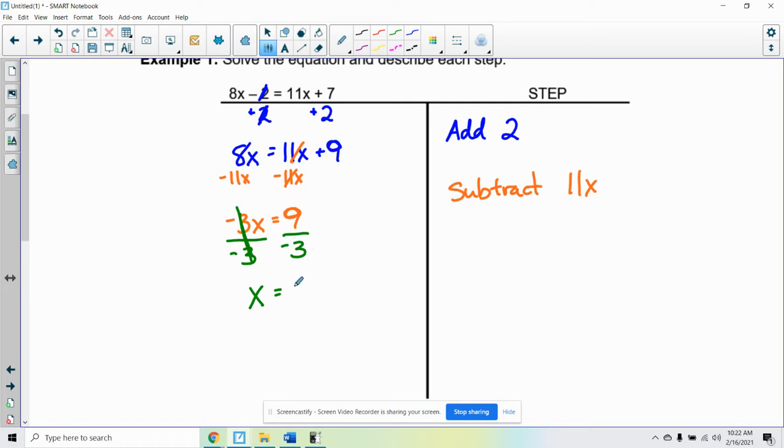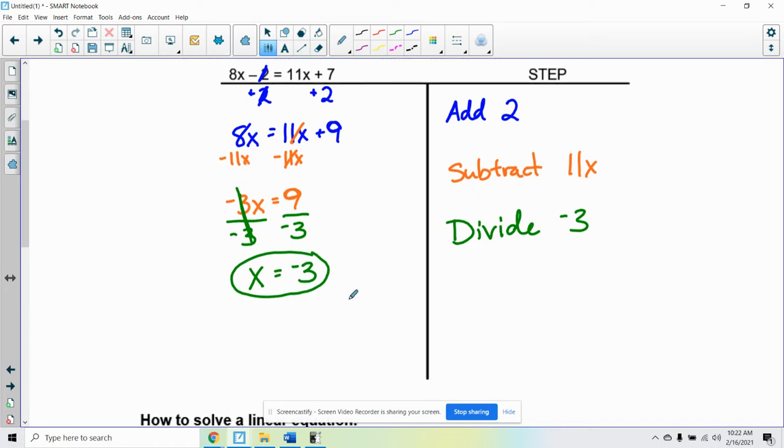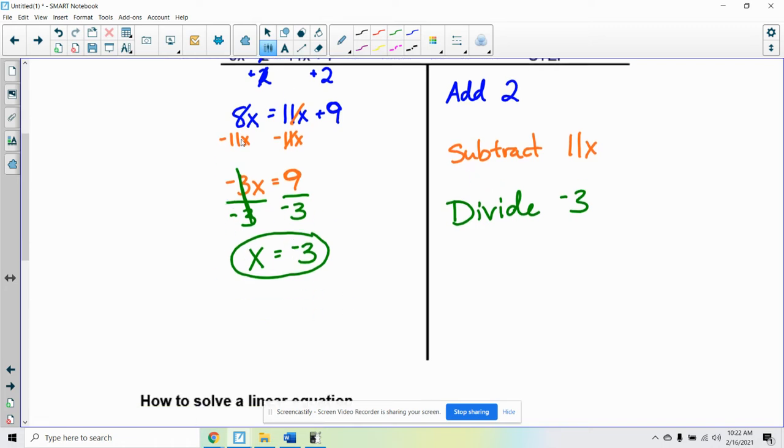9 divided by negative 3 is negative 3. So I'm left with x equals negative 3. No matter how you solved it, that should be your final answer. If you took different steps, that's okay.